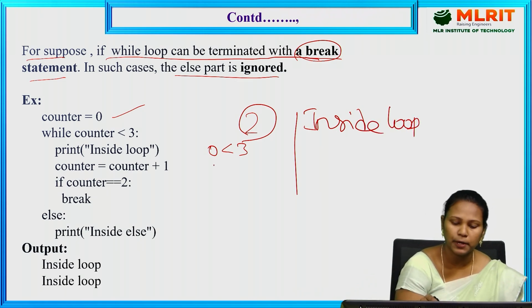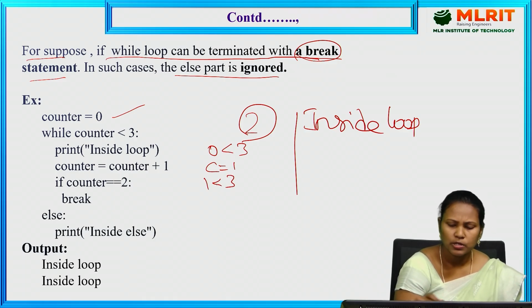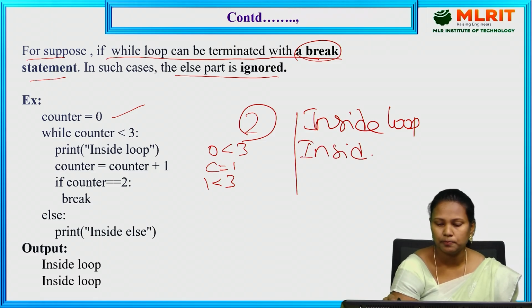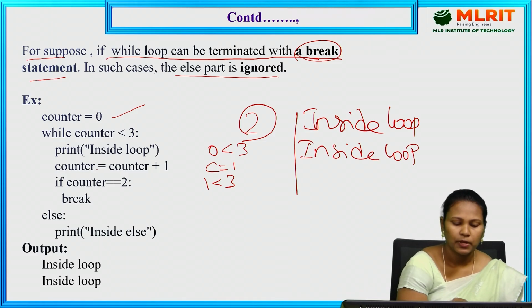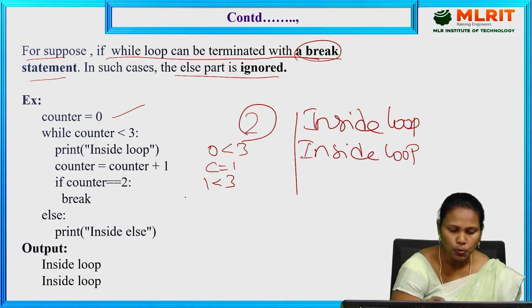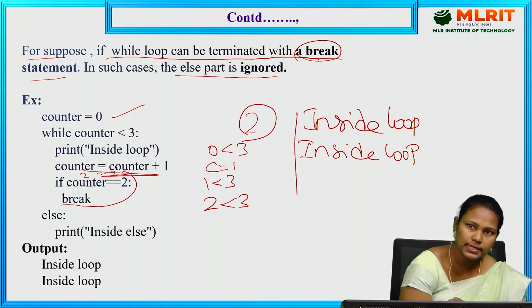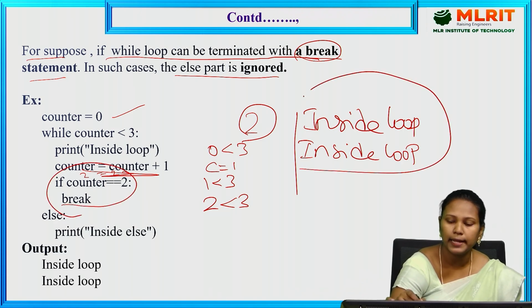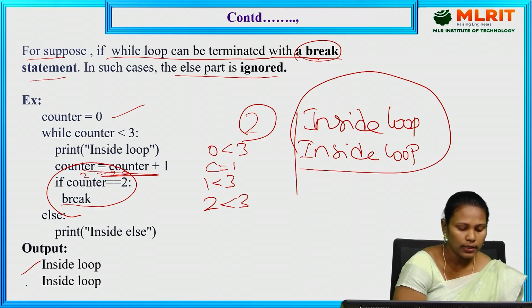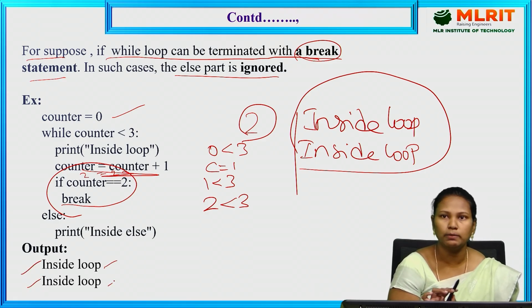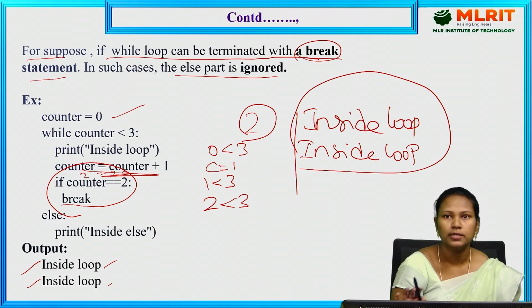Next, the counter is incremented to 1. 1 is less than 3, the condition is true, so it prints inside loop. Next, the counter is updated to 2. 2 is less than 3 and it checks. Now if counter equals 2, it breaks and comes out of the entire program. So we get the output inside loop only 2 times. The break statement is used to stop the execution.